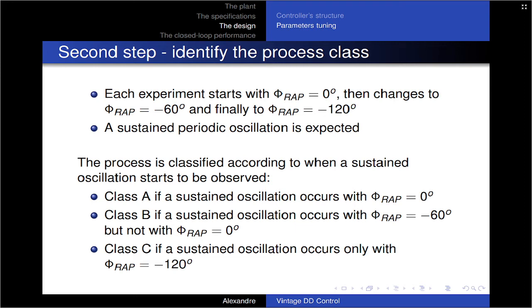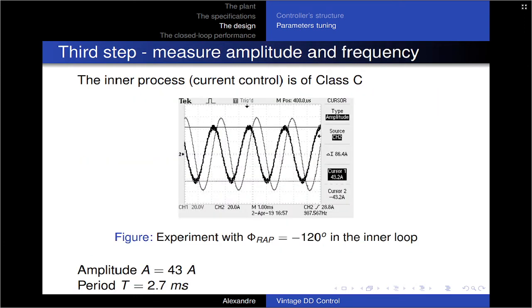If an oscillation does not occur, you reduce the phase to minus 60 degrees, and you do the same. If a sustained oscillation occurs, then this is a class B process. If it does not occur, then you reduce the phase once again to minus 120 degrees. And you do this automatically until a sustained oscillation is obtained. And then, from the oscillation you have observed, you measure the amplitude and the period.